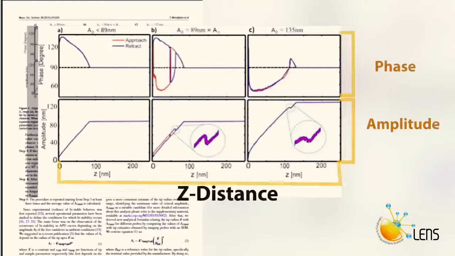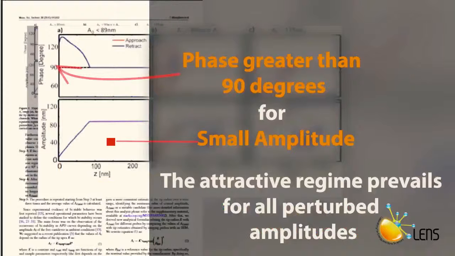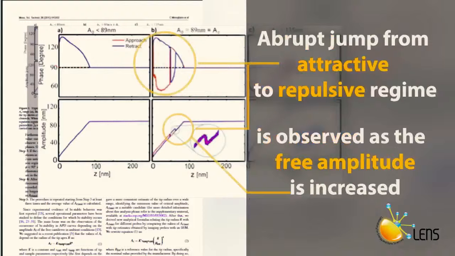In APD curves, the amplitude, phase lag, and deflection are recorded. When the phase of a free oscillating cantilever lies above 90, the average force is in the attractive regime, and when it lies below 90, the average force is in the repulsive regime. For small free amplitudes, the attractive regime prevails for all perturbed amplitudes. As the amplitude is increased, there is a range of values of free amplitudes for which bistability is observed. This can be seen as an abrupt jump from the attractive to the repulsive regime. This interval of free amplitudes is defined as the range of critical amplitude.